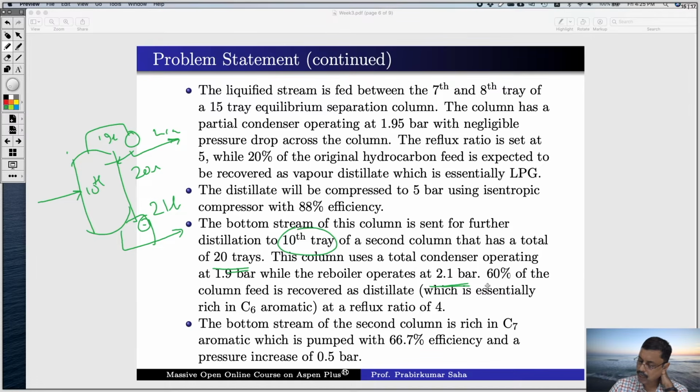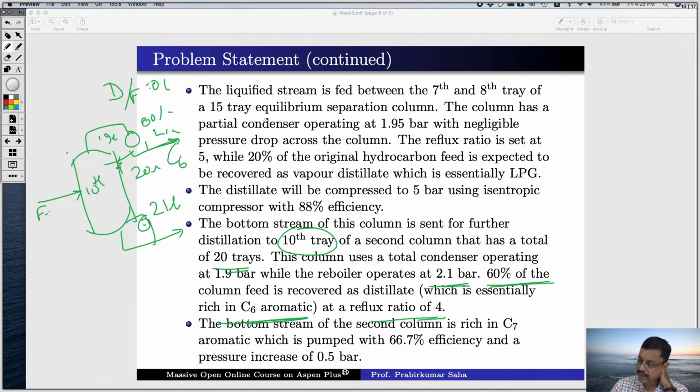60% of the column feed is recovered as distillate. So it is 60% of the feed. That means the D to F ratio is 0.6. Now essentially this is rich in C6 aromatic. So this is C6 aromatic. The reflux ratio is 4. That means if 1 mole of distillate is coming over here, 4 moles are sent back to the column.